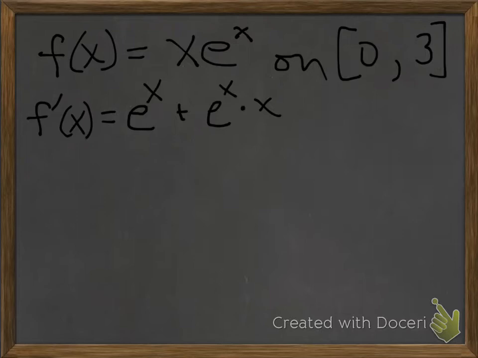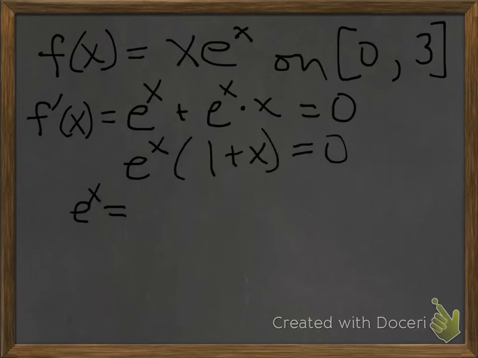Now this is never undefined, so I don't have to worry about that. I should write a comment to that effect to my reader, but I really need to figure out where this is equal to 0. So if I factor out e to the x, I get 1 plus x left here. And we know e to the x never equals 0. And so 1 plus x, of course, equals 0 at x equals negative 1. And I happen to find a critical number that isn't even in the interval given.